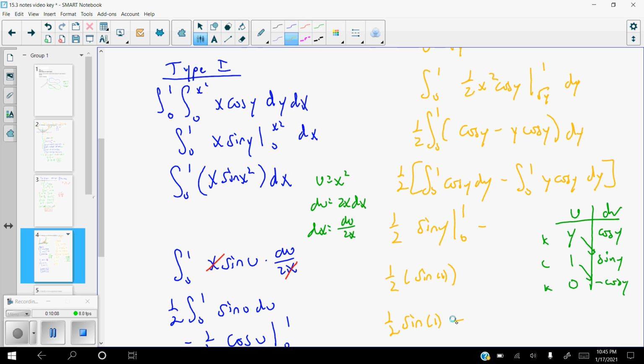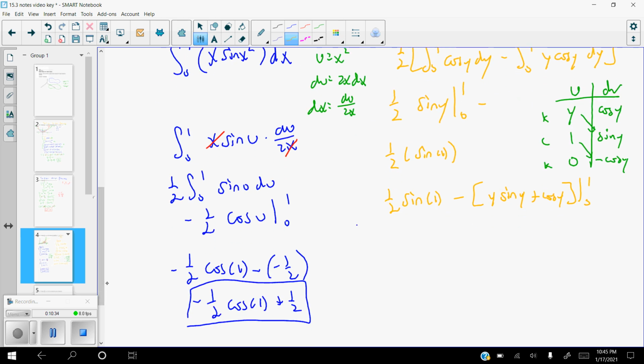Now we're going to do the integration by parts over here. So that's going to be y sine y. Change the sign here so it should be plus cosine y. And we'll evaluate that from 0 to 1. Just double checking to make sure that looks right. I believe that that is correct. All right, I don't think I made any mistakes there.